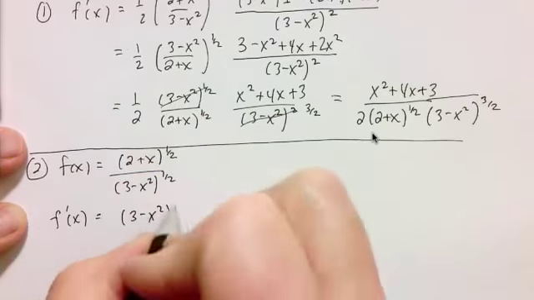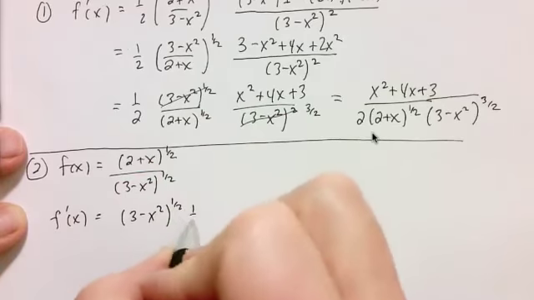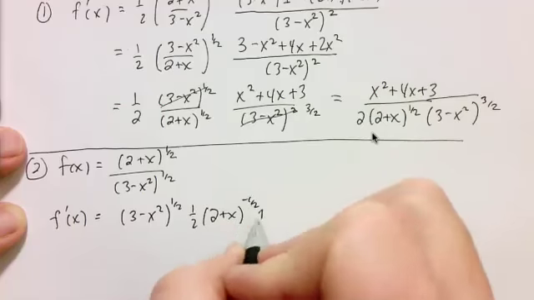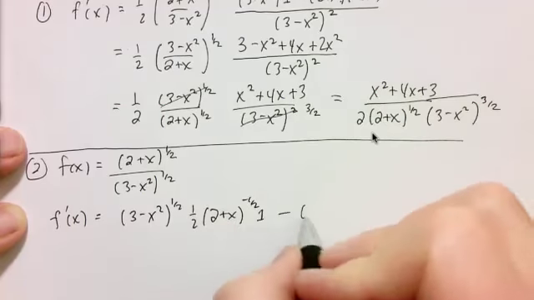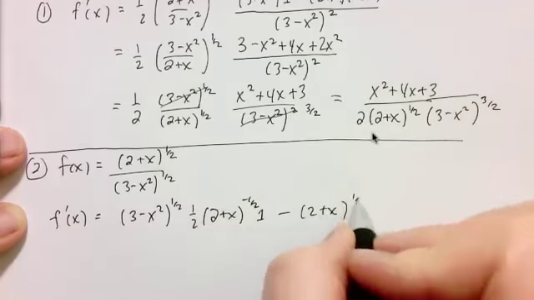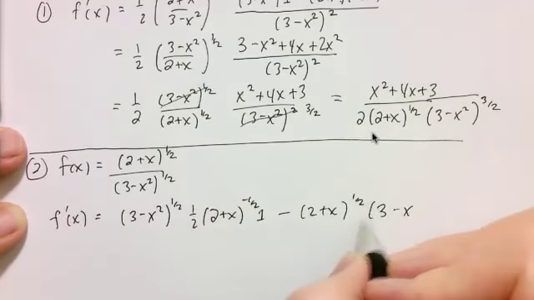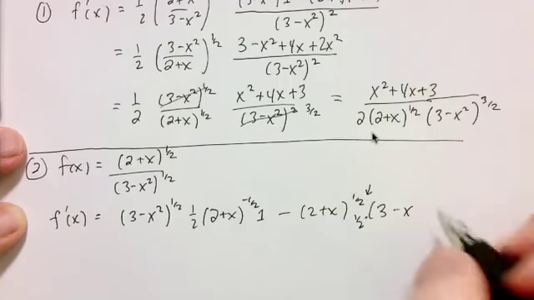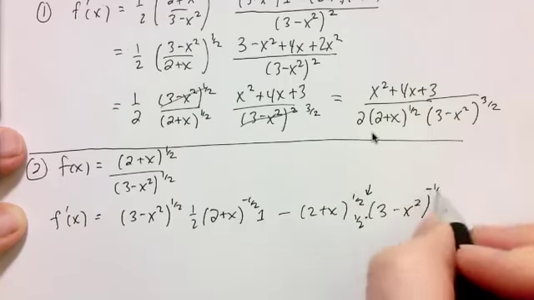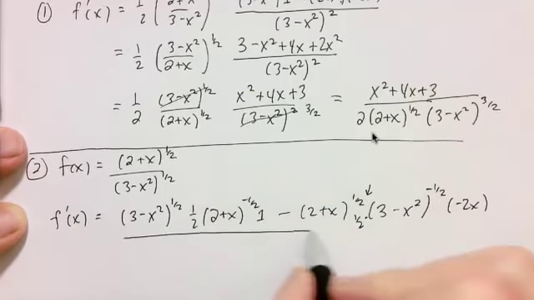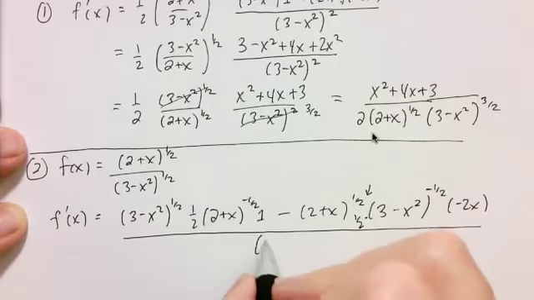Low d high times the derivative of the inside, which is 1, minus high d low. So I'm going to get here times 1/2. 3 minus x squared to the minus 1/2 times the derivative of the inside, minus 2x, over low squared.